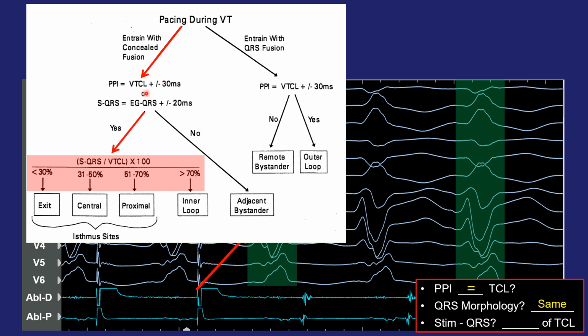Once those 2 things are true, you know that you're in a critical component of the VT circuit, but you want to know, am I closer to the exit? Am I in the middle? Am I more proximal? Am I in an inner loop? Closer to the exit seems to be a little more successful than being very proximal or even in an inner loop. So this is important. So how do we do this stim to QRS over VT cycle length calculation? Let's do that.